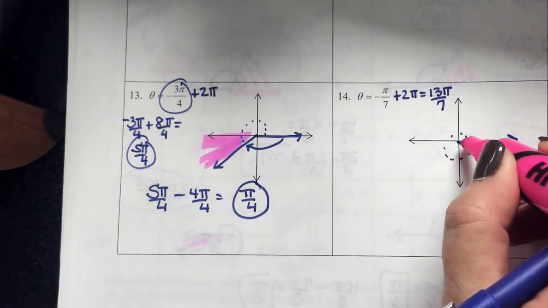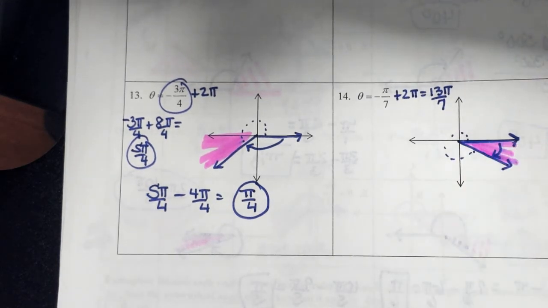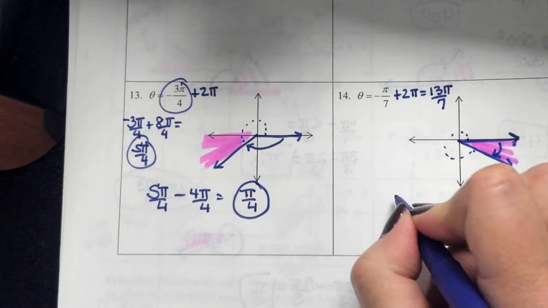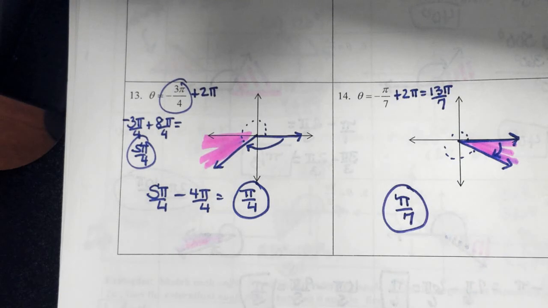What do you notice about the reference angle? What's the distance between the x-axis and terminal side going to be here? Pi over 7. Okay, so any questions on finding reference angles?